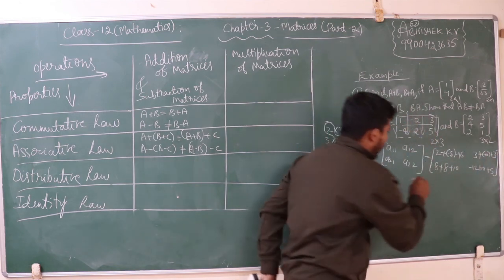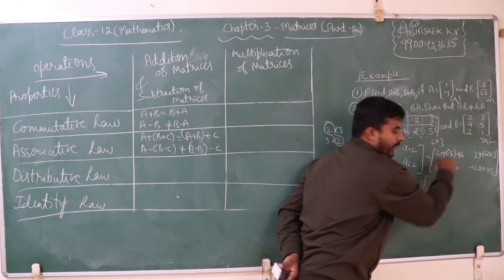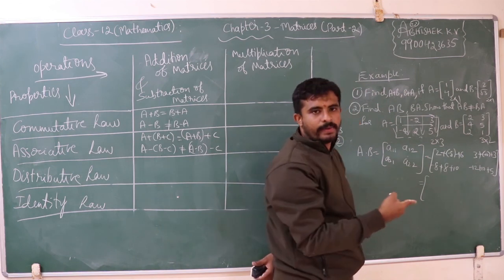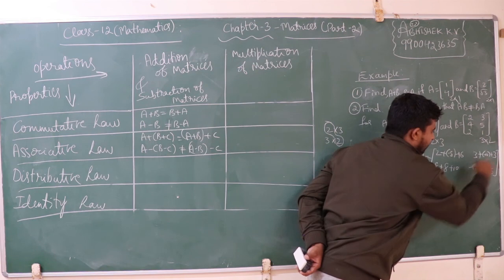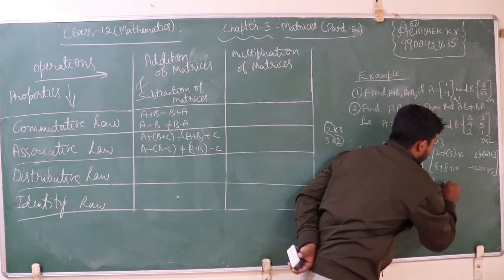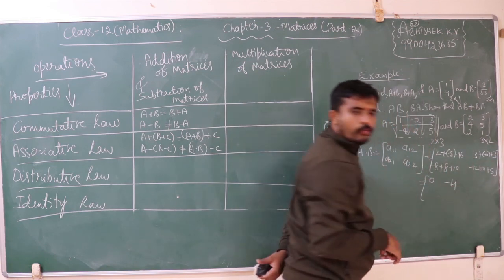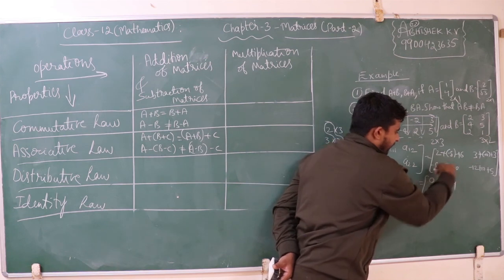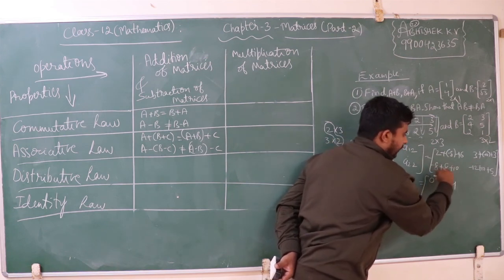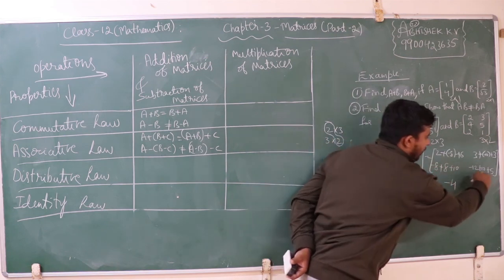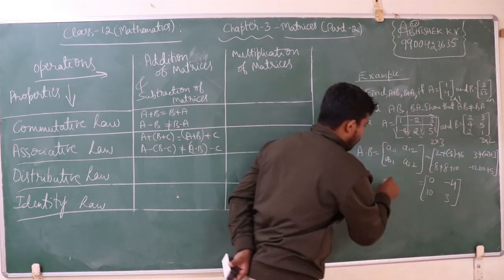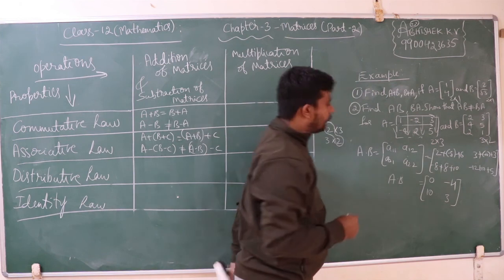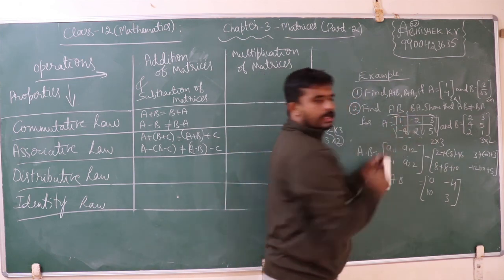See, what is the final matrix? 2 minus 8 minus 6 plus 6 is 0. 3 minus 10 plus 3 is minus 4. Minus 8 plus 8 cancel, leaving plus 10, 10 plus 5, 15. So this is AB, and we are done with this.